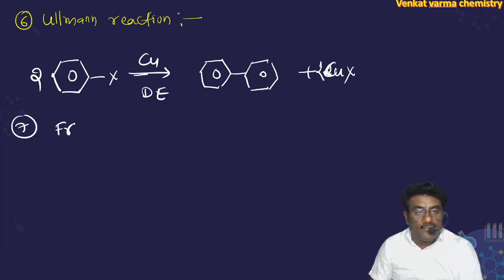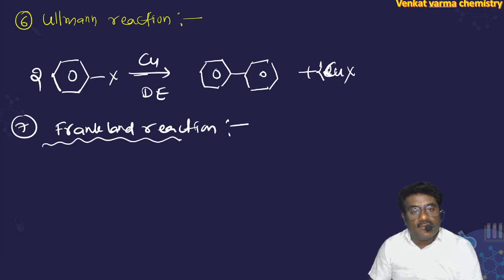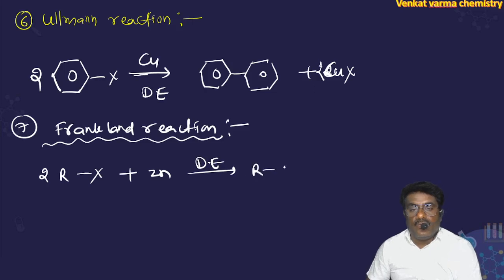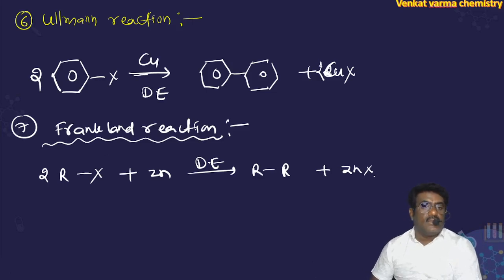Next is the Frankland reaction. What is the Frankland reaction? It is the same as the Wurtz reaction, but one difference is there. Instead of sodium, we use zinc. Same situation: alkyl halide with zinc in dry ether to give alkane and zinc halide. It is a Frankland reaction. Have a look at the next reaction.